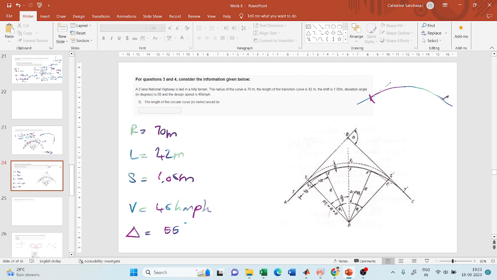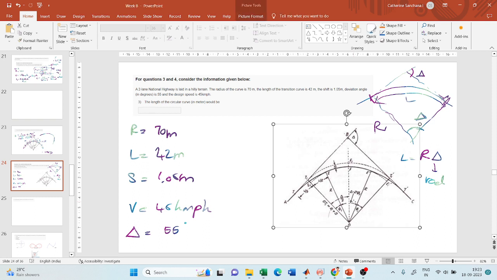So what will I do? I will extend this tangent here. So this is my deviation angle. And what did we see? If this is my entire circular curve with length L, this will be my deviation angle, and this will give me the radius of the circular curve. So how will I find out the length of the curve? It is nothing but length is equal to R into deflection angle in radians. This we saw last week.